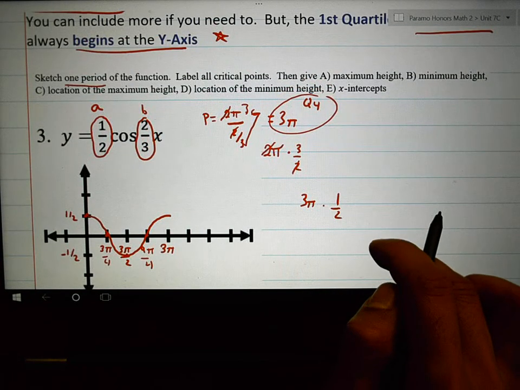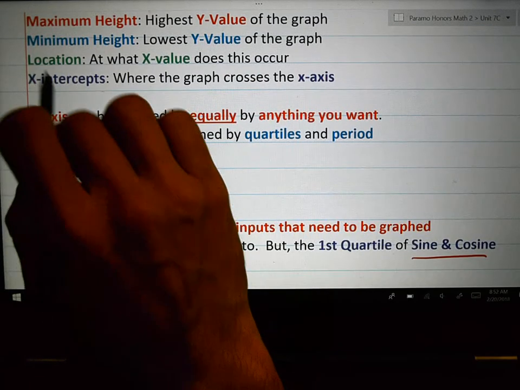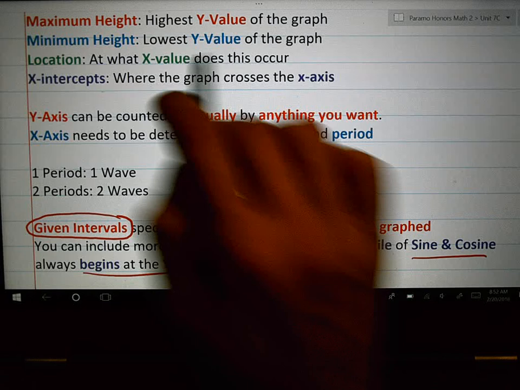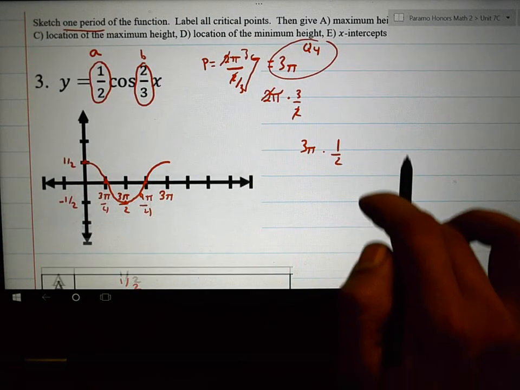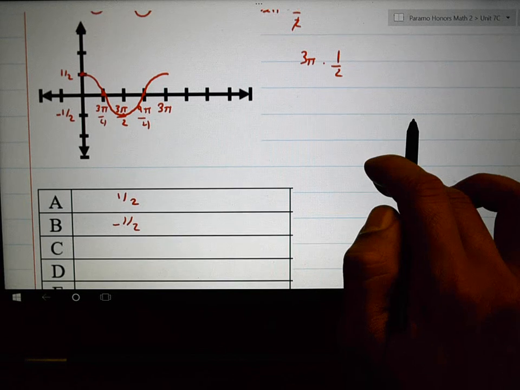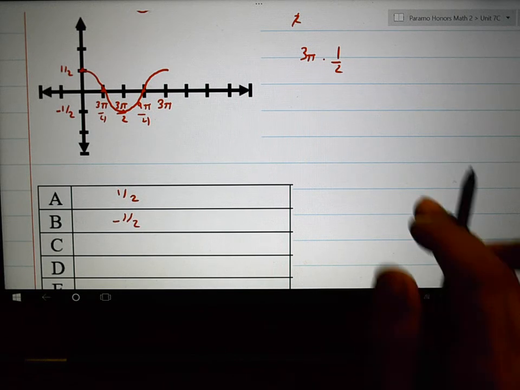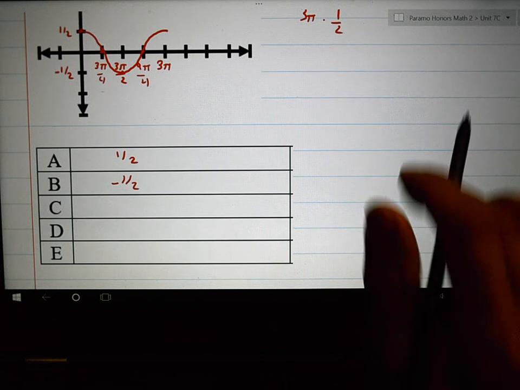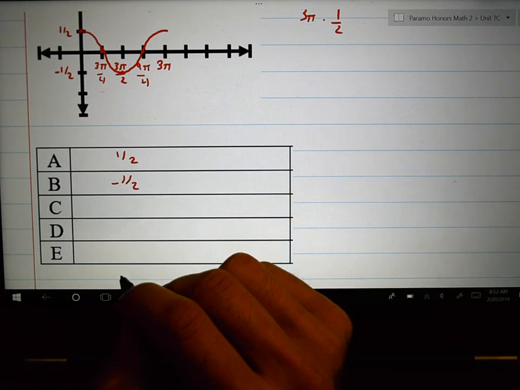Part C, what's the location of the maximum height? And remember what I had you write down, the location, at what X value does this occur? Where is the location of the maximum height? You might have to have 2 answers for the first period. If you know, write them down. I'll have you check your answer in a second.